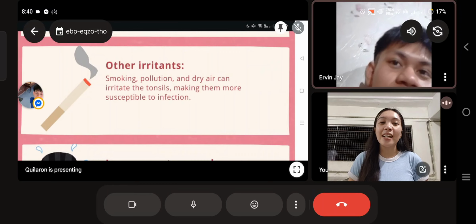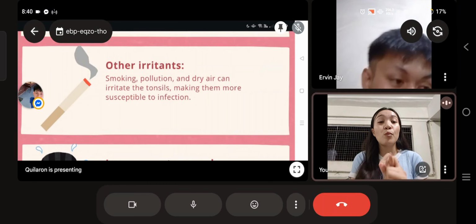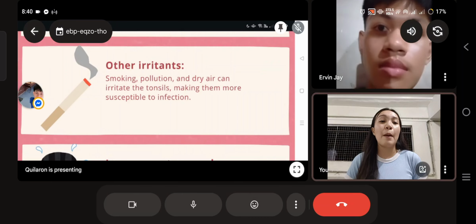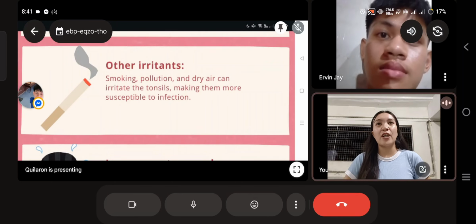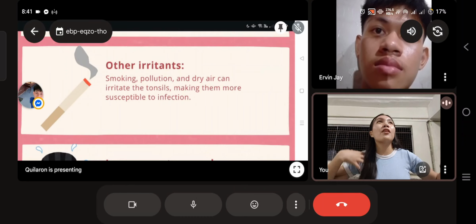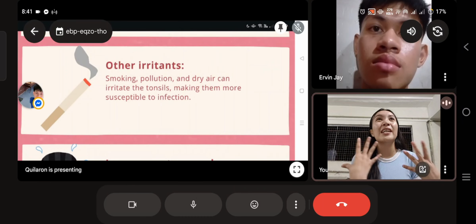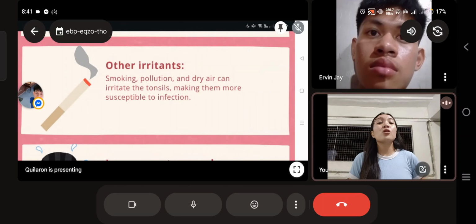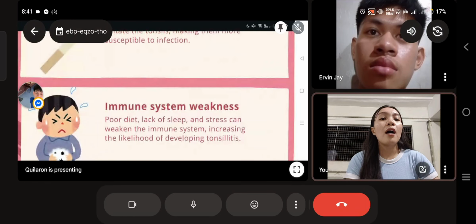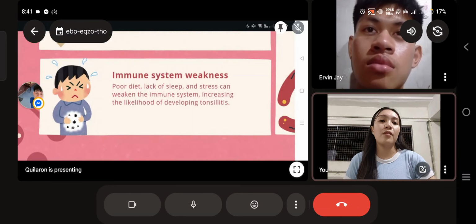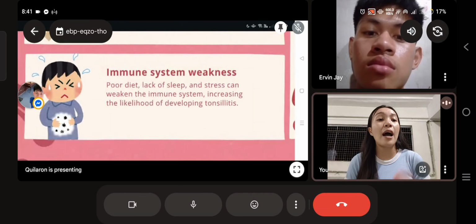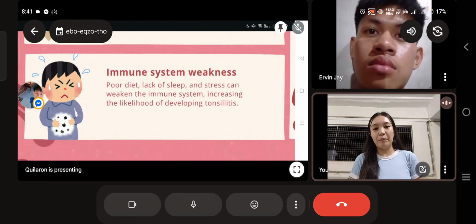Anyways, back to the topic. We have smoking, pollution, and dry air that can irritate the tonsils, making them more susceptible to infection. We talked earlier about the environmental factors: hot air, pollution, and long travel. That can cause irritation to your tonsils, especially if you're not hydrated enough.